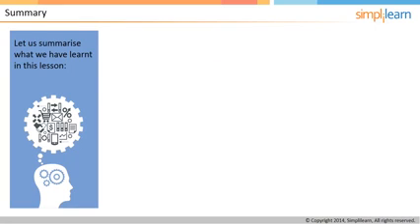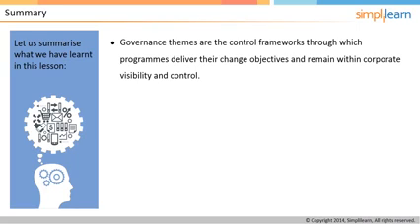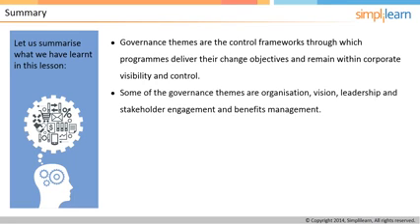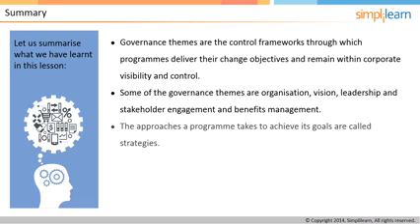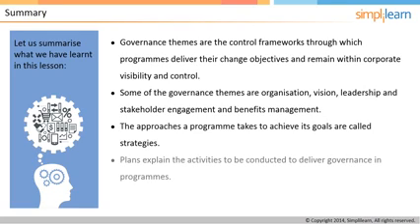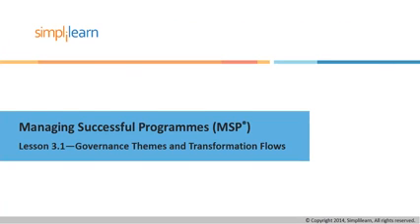Let us summarize what we have learnt in this lesson. Governance themes are the control frameworks through which programs deliver their change objectives and remain within corporate visibility and control. Some of the governance themes are organization, vision, leadership, and stakeholder engagement and benefits management. The approaches a program takes to achieve its goals are called strategies. Plans explain the activities to be conducted to deliver governance in programs. In the next lesson, we will look into governance themes and transformation flows in detail.